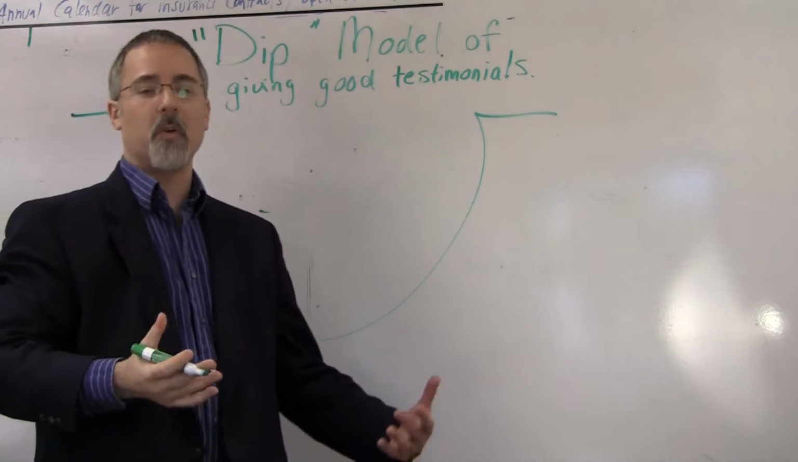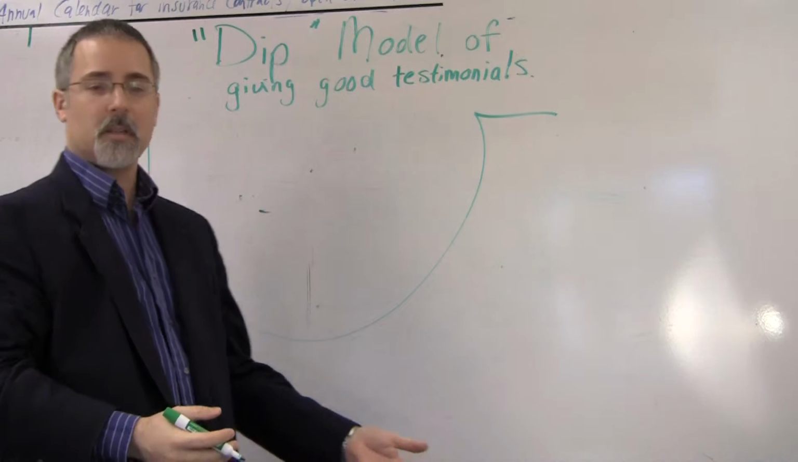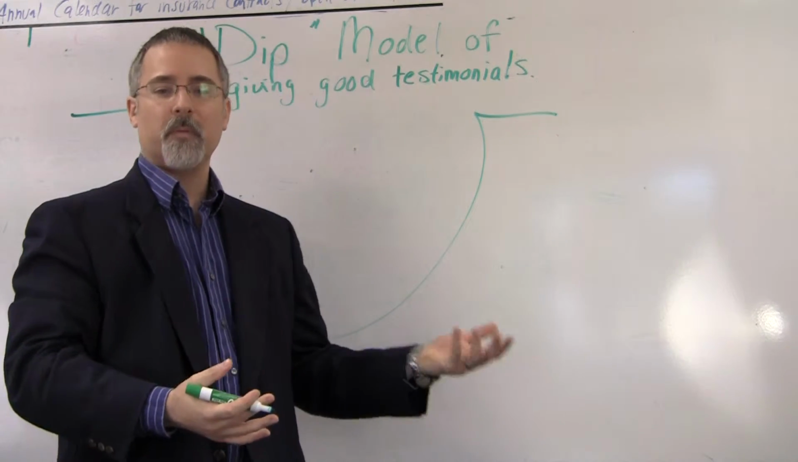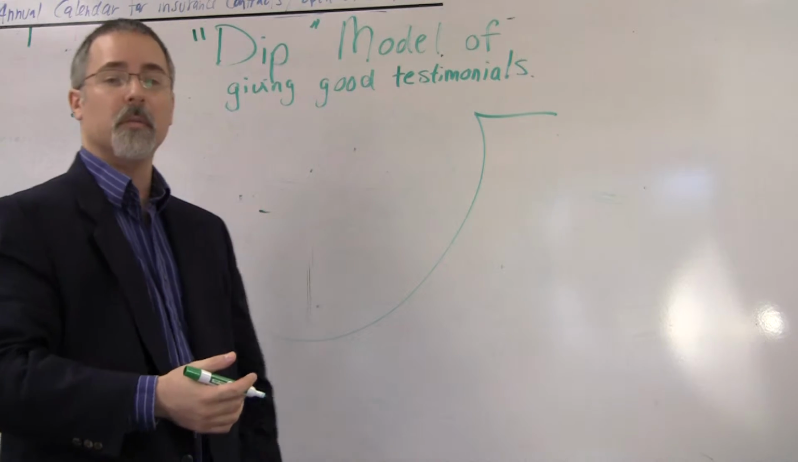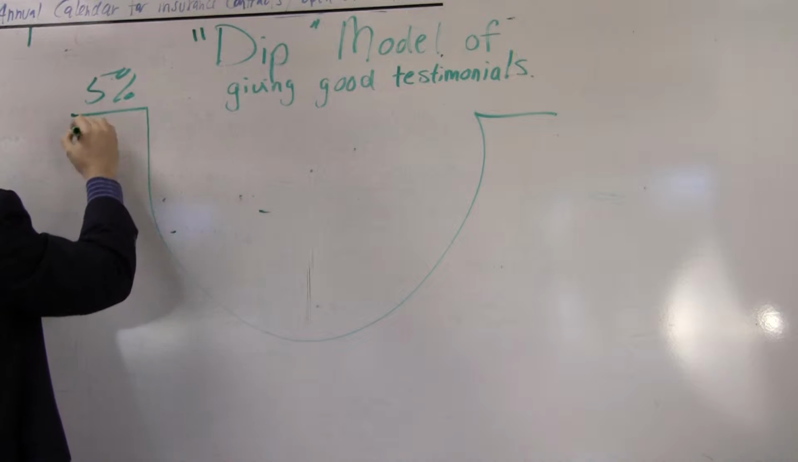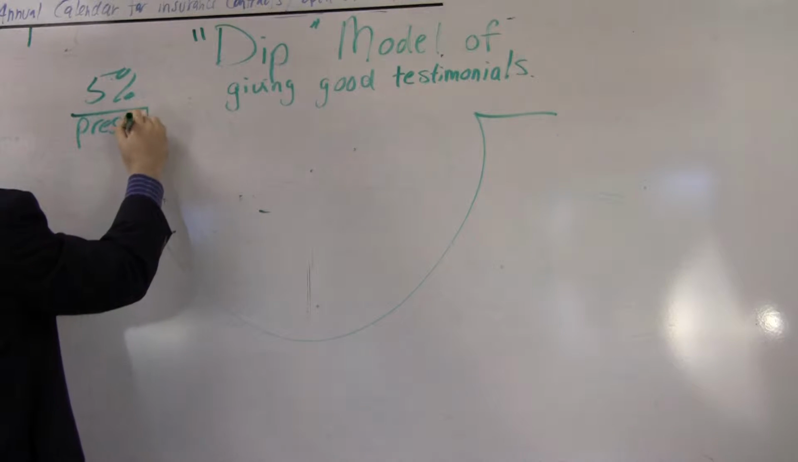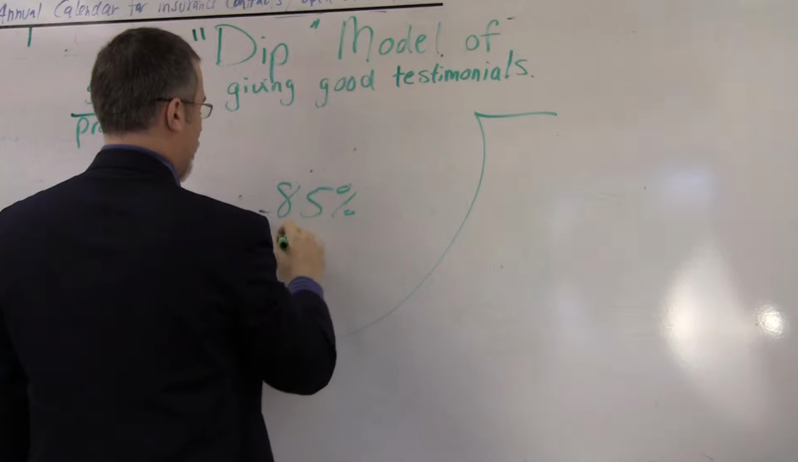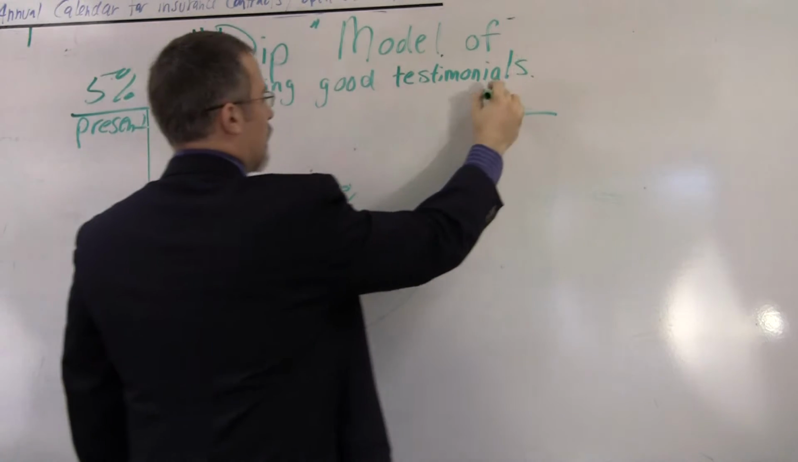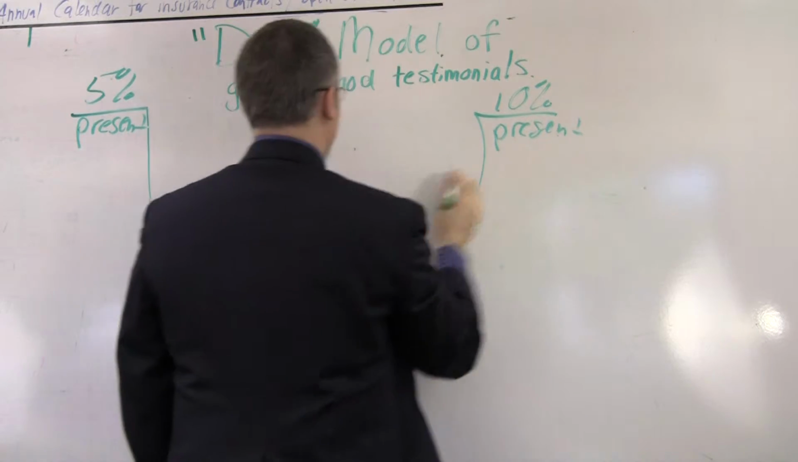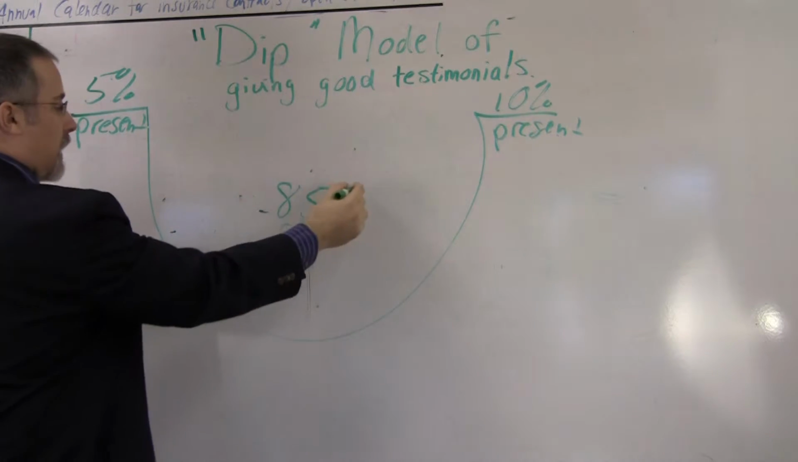And this is a testimonial you've heard over and over again in a lot of different settings. Most people don't naturally give one that's optimized for people to understand the value of what you're saying. So the model is about 5% of your time you're going to talk about the present, and then about 85% of your time you're going to talk about the past, and about 10% of the time you're going to talk about the present again. So that's the DIP. So your focus is really on the past.